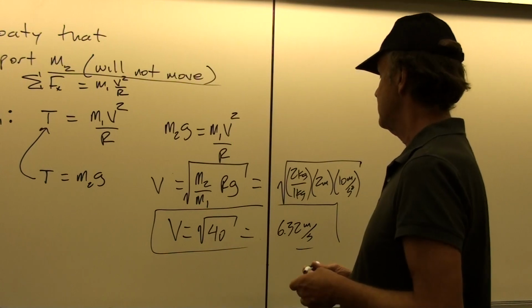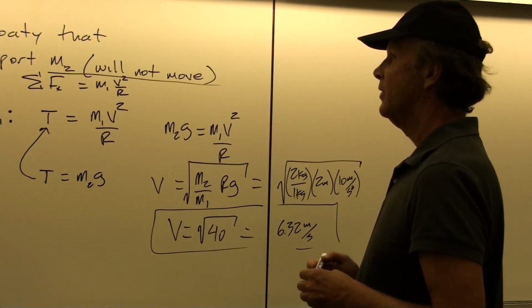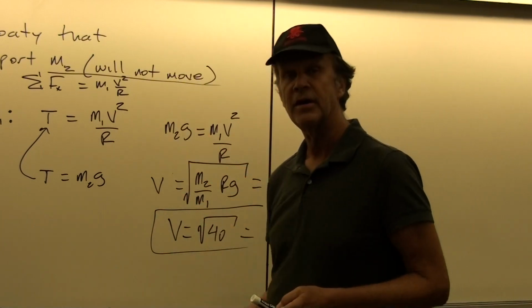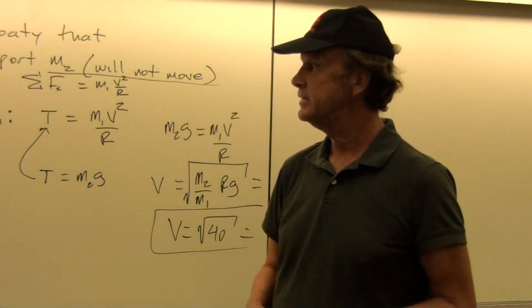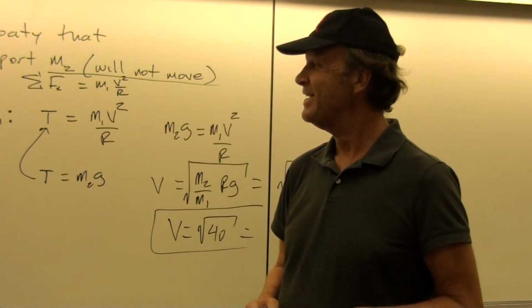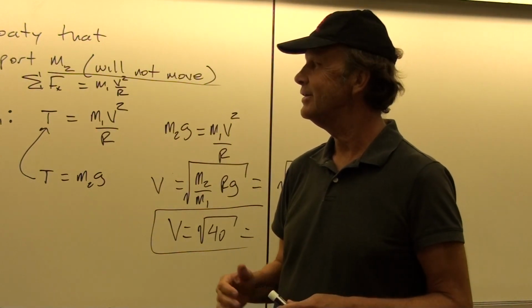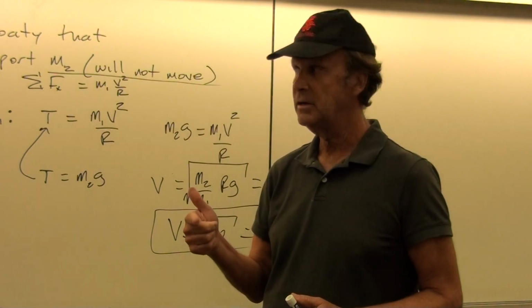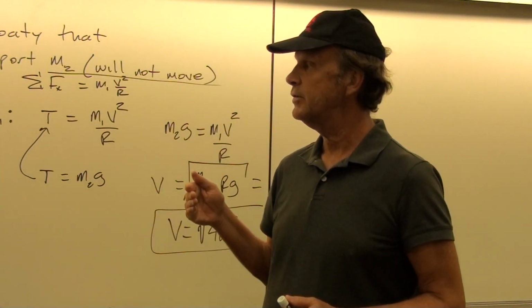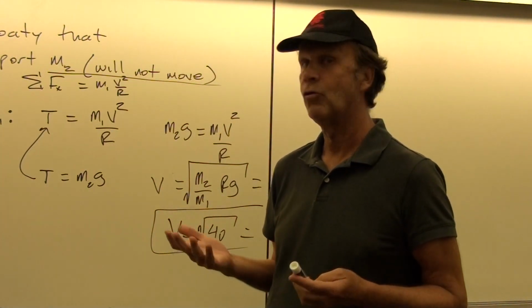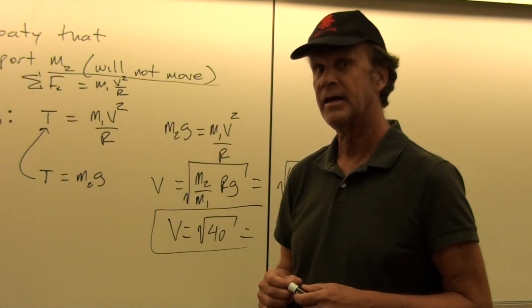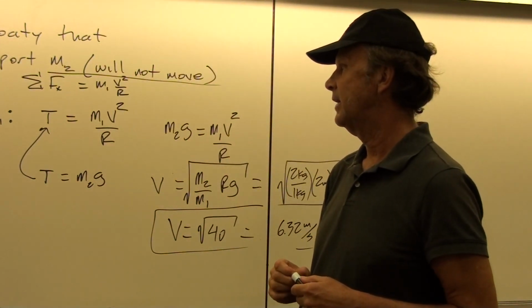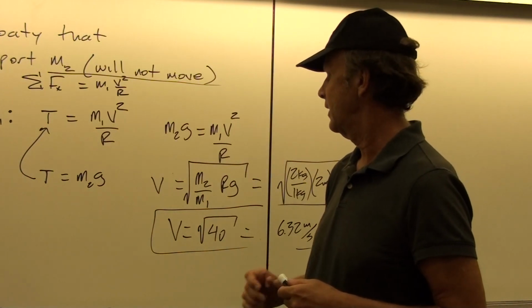All right, so that's the basic setup for this problem. There are different variations on this, but it's the same basic idea where you choose the positive direction to be toward the center of spin, then you set the sum of those forces, in this case we've only had one force in these examples so far, equal to mv squared over r.